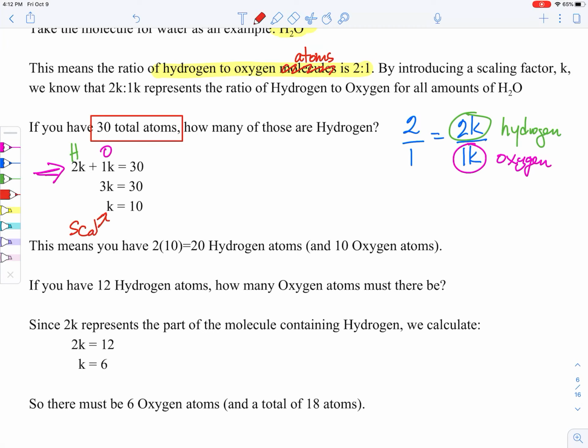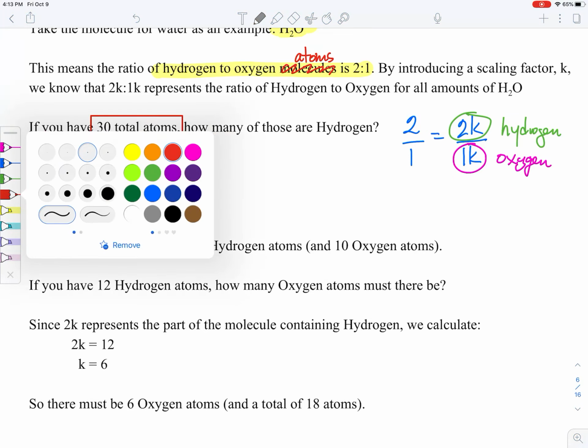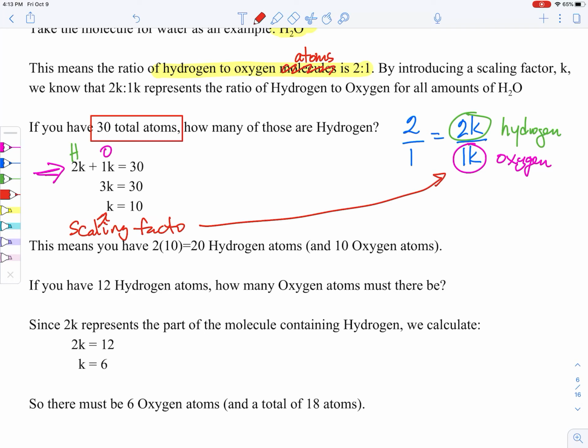That's my scaling factor. But once I know what K is, which is 10, I can go back here and say that I'm going to have 2 times 10, scaling factor, use it here. 2 times 10 equals 20, so I'm going to have 20 hydrogen. And then 1 times 10, but that's an easy one, means I'm going to have 10 oxygen. And that is how we work in that question.